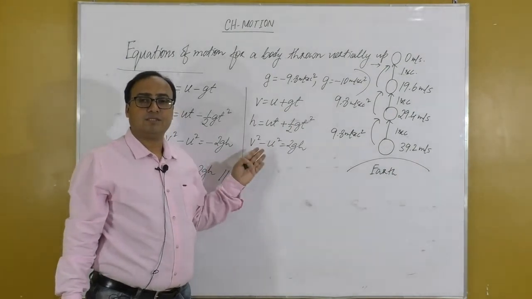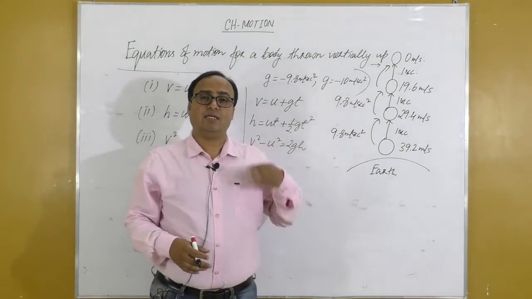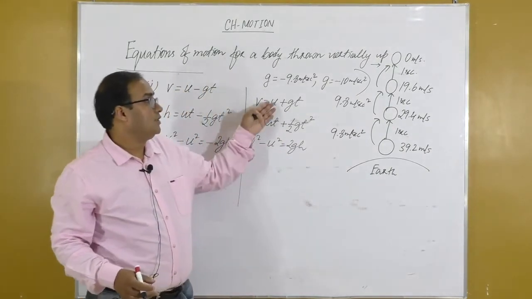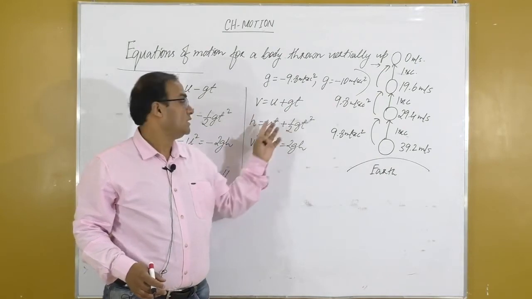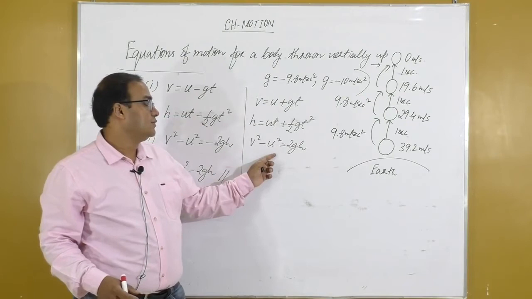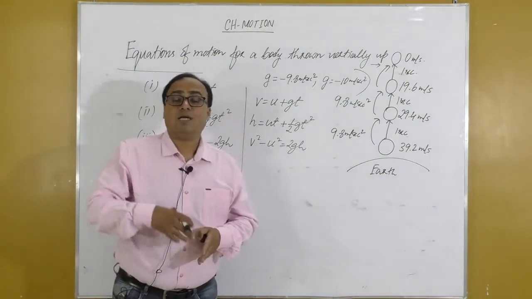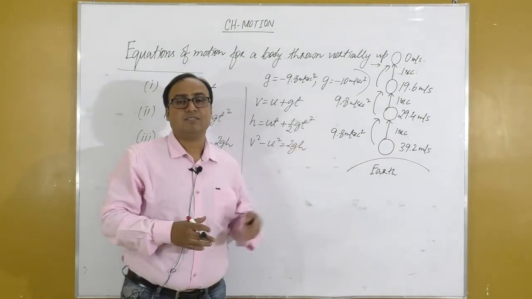सो माय सजेशन, चाहे फ्रीली फॉलिंग बॉडी हो, चाहे बॉडी थ्रोन वर्टिकली अप हो, you can solve the numericals using these three equations. First one, V equals to U plus GT. Second one, H equals to UT plus half GT square. Third one, V square minus U square equals to 2GH. What is G here? G is acceleration due to gravity. H क्या है? H is the height.